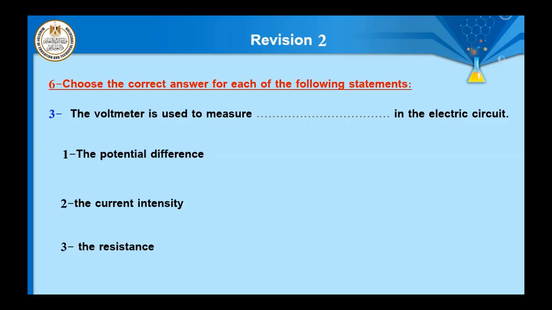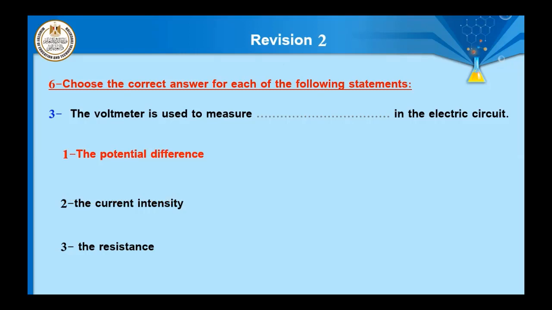Question number 3. Voltmeter is used to measure a space in an electric circuit. Potential difference, current intensity, resistance. We know that electric current has three physical properties: potential difference, electric current intensity, and electric resistance. A voltmeter is a device used to measure two physical quantities, potential difference and electromotive force. It is connected in parallel with the two ends of a conductor to measure the potential difference. But when the electric circuit is open, the voltmeter is connected in parallel with the two poles of the battery to measure electromotive force. So the correct answer: a voltmeter is used to measure potential difference.